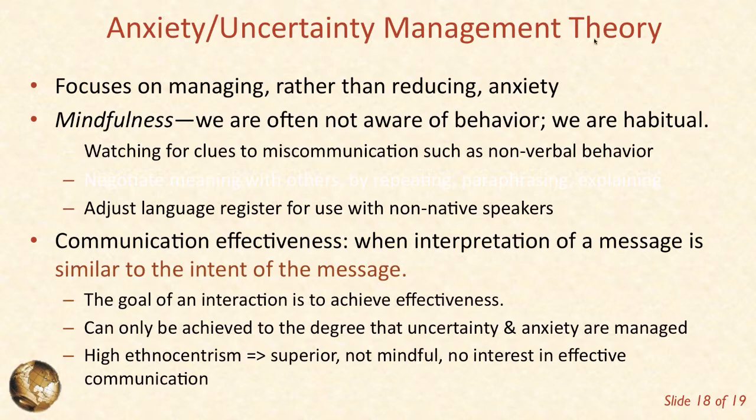One of the things in this theory is that communication effectiveness is defined as when a message is interpreted in the way that it's meant. That's something that doesn't always happen because of different filters that can take place. If we're very ethnocentric, for example, we're just not going to hear the message as it's probably intended to be heard.